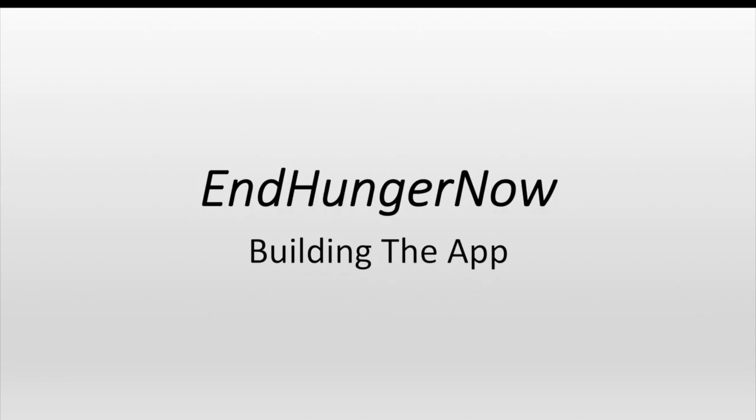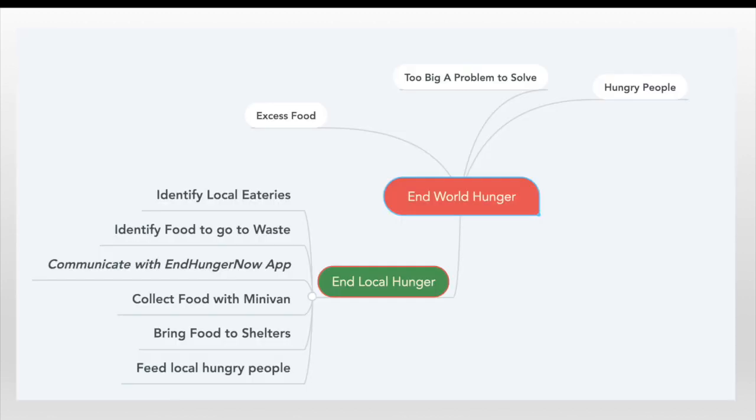Alrighty, now that we have a worthy cause and we have the idea that we're going to build an app to address this cause, we can start this process. So I'm just going to remind you of the mind mapping that we have done before. We talked about ending world hunger and mentioned it's too big an issue for a human being to solve, but you could do it locally. And we identified some steps as part of a social service program that might help alleviate this problem locally.